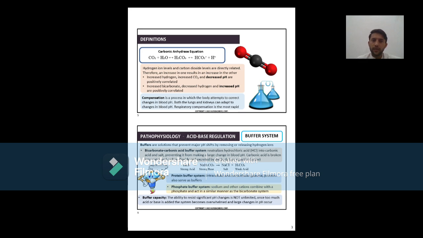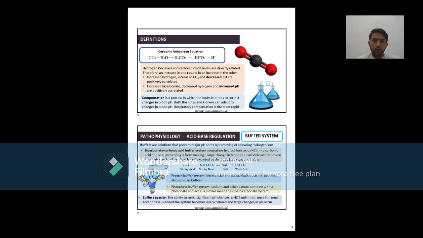Increased bicarbonate, decreased hydrogen, and increased pH are positively correlated, as we discussed earlier that bicarbonate increases the pH level because it's basic, and hydrogen ion decreases the pH. The more hydrogen ion, the lesser the pH level.